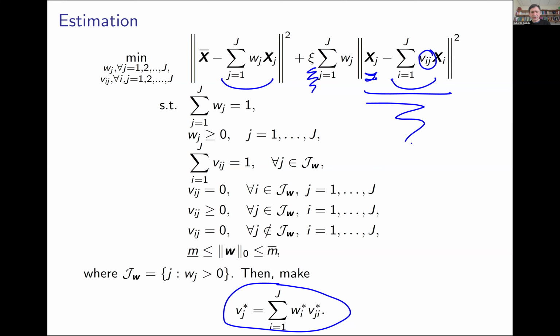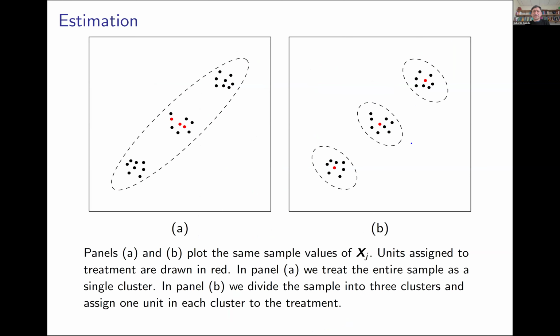Something else that you may want to do is cluster your observations in the space of the predictors before doing any of these methods, right? Here we have an example that illustrates why you want to do this. Both the dots in panel A and panel B are exactly the same. They represent the space of the predictors. Imagine that you have only 2 predictors, and imagine that you are going to assign 3 units to treatment.